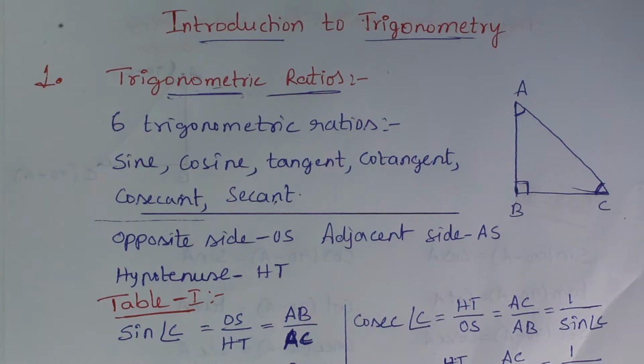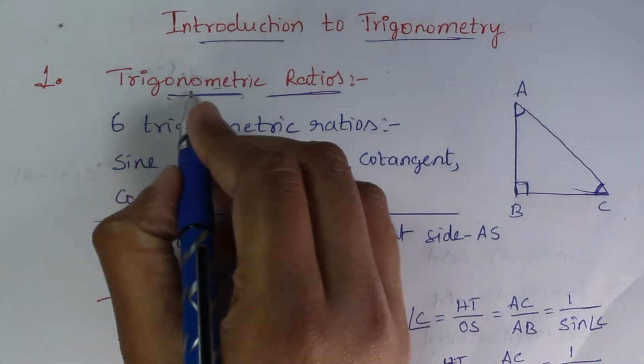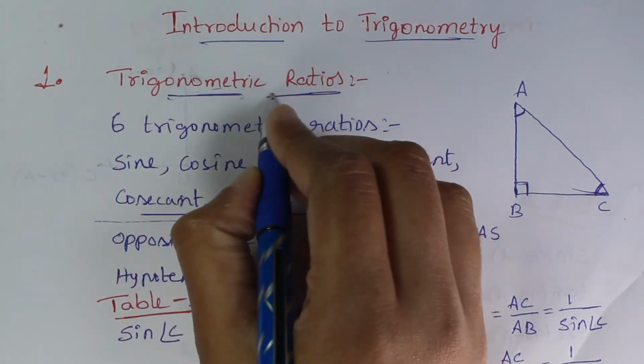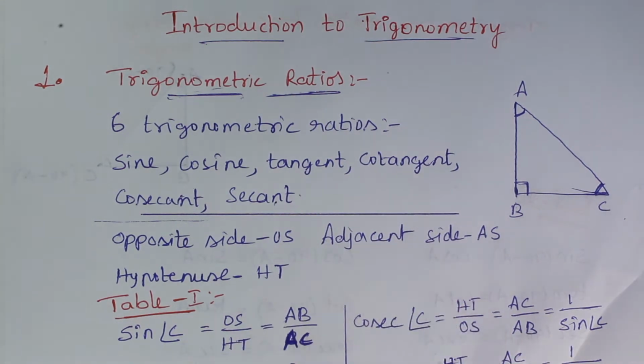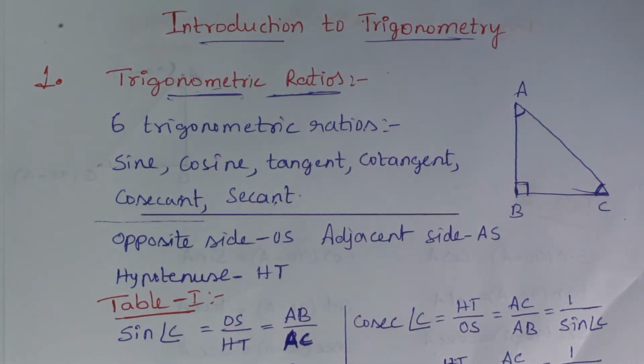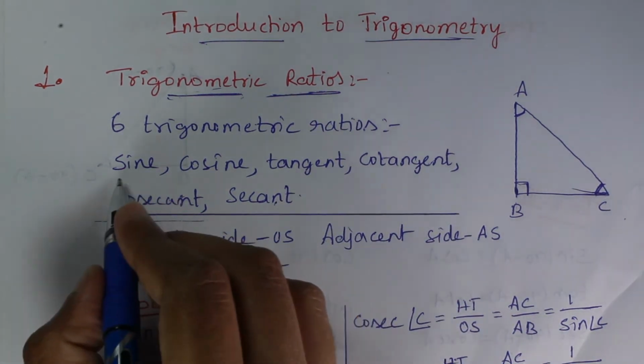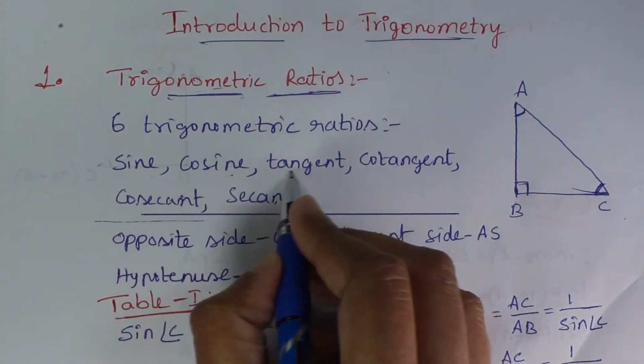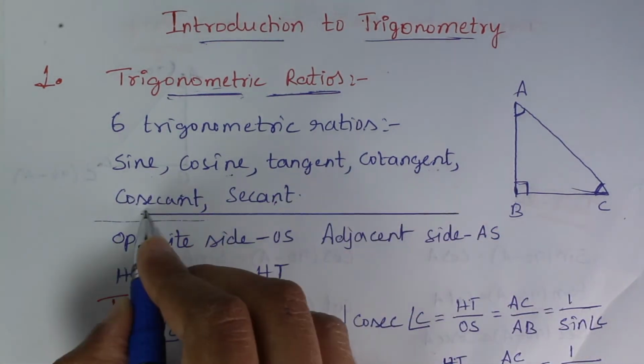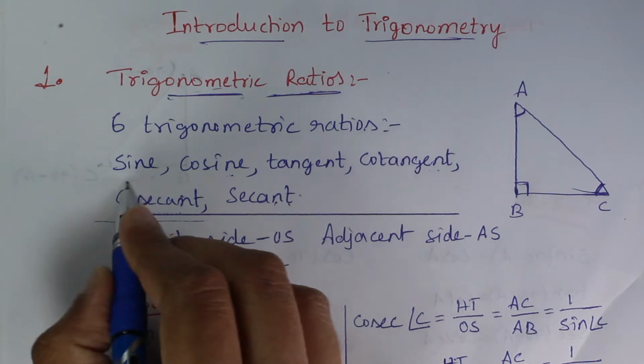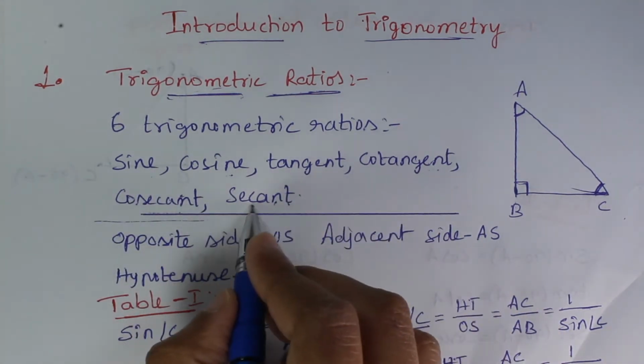Now let's understand the trigonometric ratios. That is the first topic of the trigonometry, that is trigonometric ratios. There are 6 important trigonometric ratios. They are sine, cosine, tangent, cotangent, cosecant and secant. These are the 6 important trigonometric ratios.